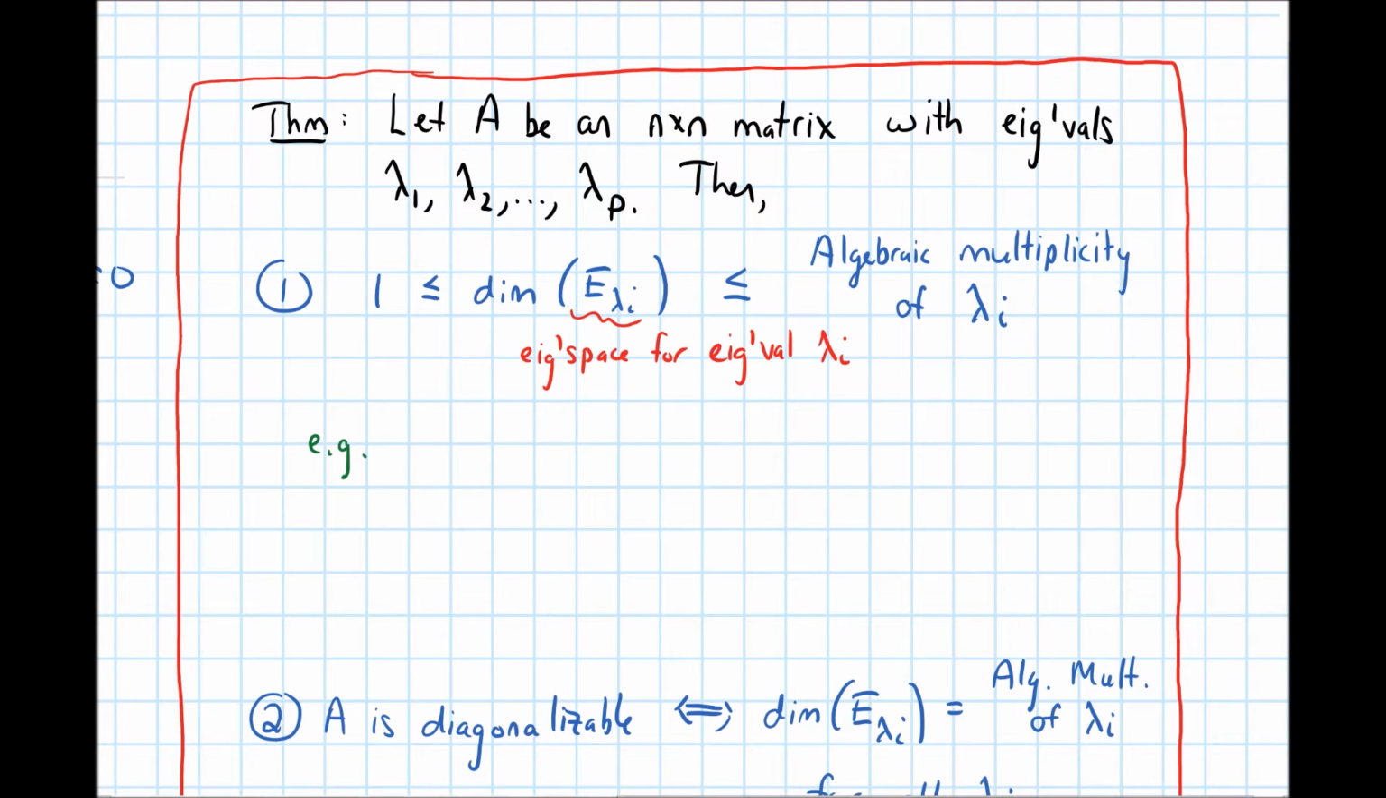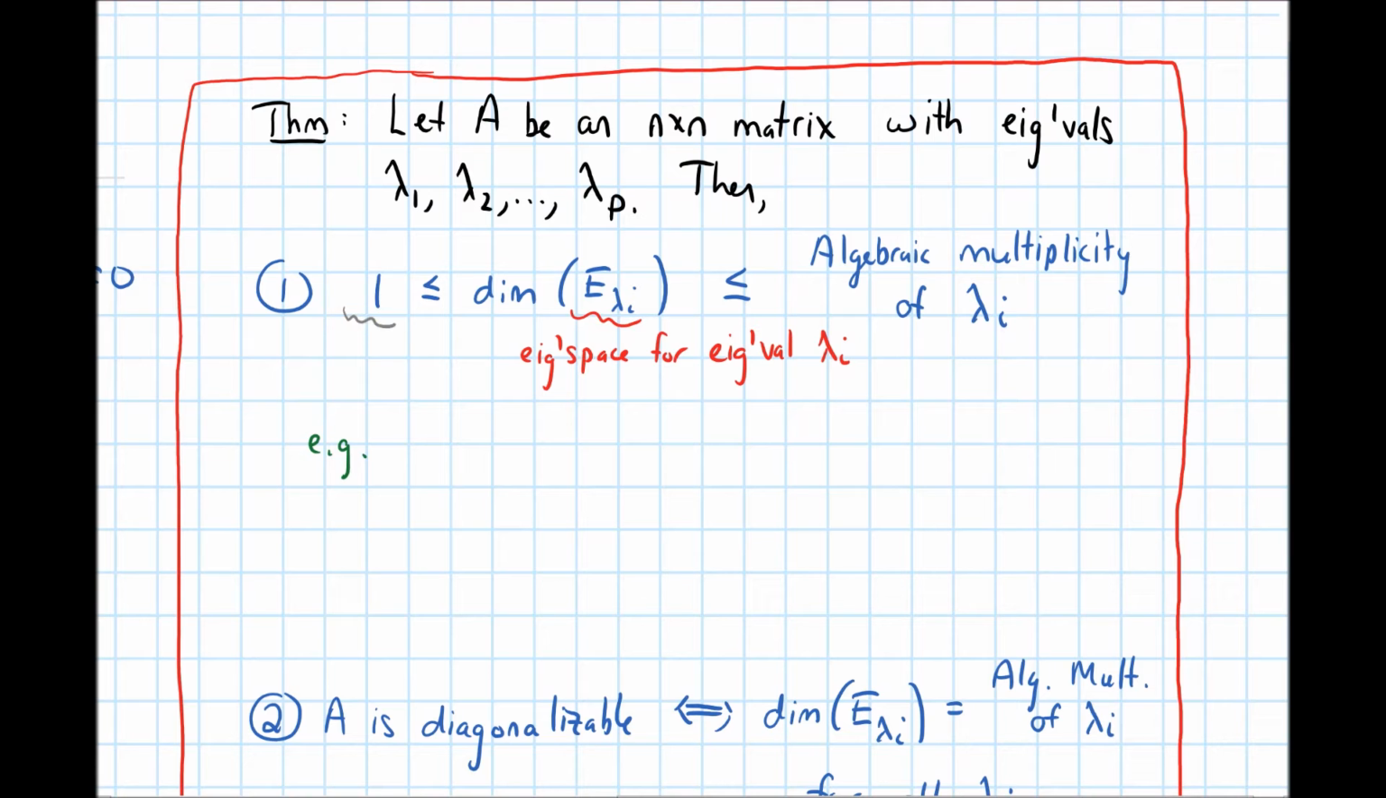Okay, so here is the theorem. It says that if A is an n by n matrix with eigenvalues lambda 1, lambda 2, up until lambda p, then the following chain of inequalities holds. So this says that the dimension of the eigenspace for lambda i, that's what E sub lambda i means, recall, that's the notation that we just introduced, is always going to be greater than or equal to 1 on one side.